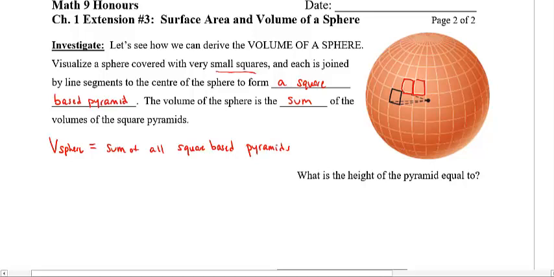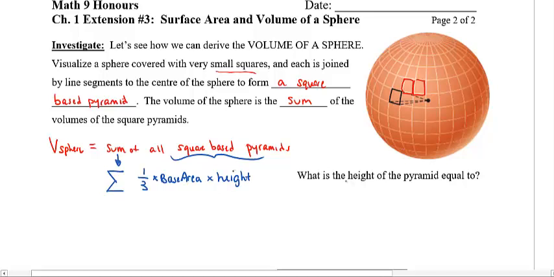Now, how do we actually figure that out? There's a special notation for sum that you might not have seen in math, but it's like an E. It's called sigma. It's a Greek letter. So that's the notation we use to represent the sum. Now, what is the square-based pyramid volume? That, of course, is 1/3 of the base area multiplied by the height.